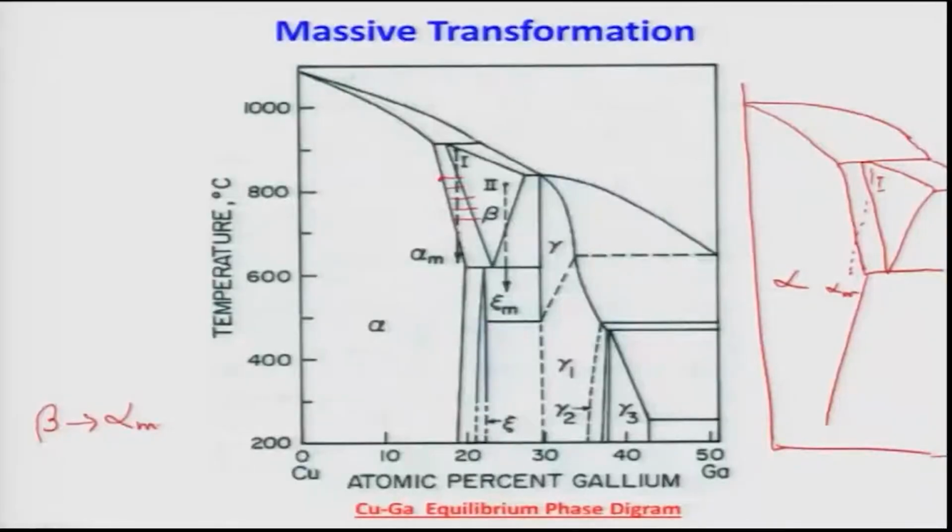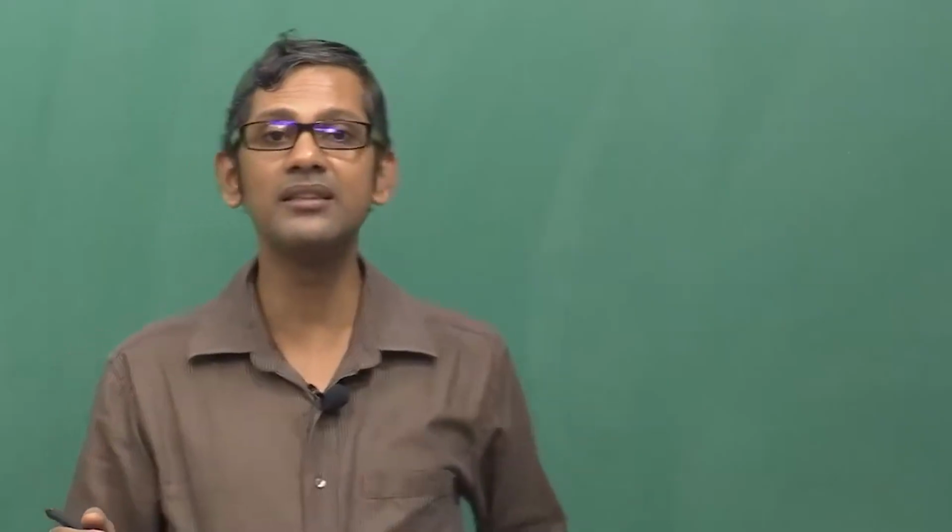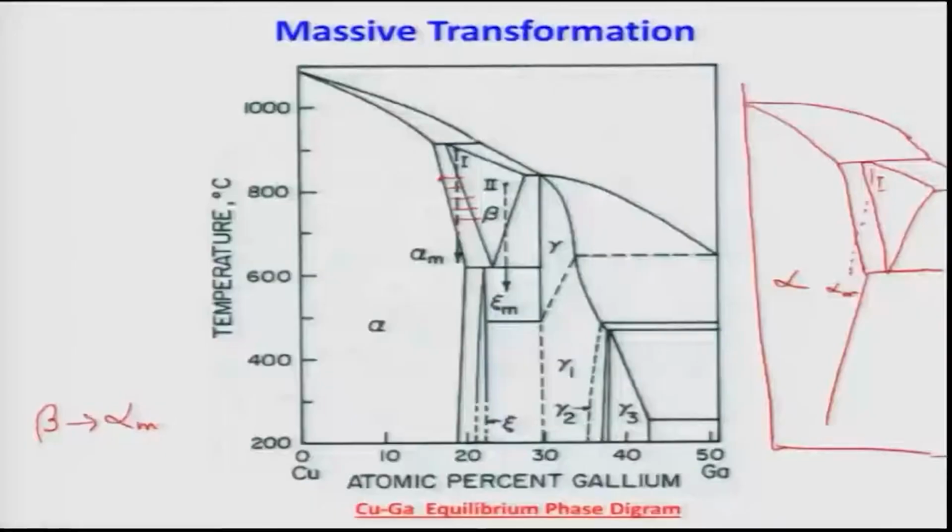The reason this is known as massive is because the alpha M forms as massive blobs at the grain boundaries of the beta, and importantly, the nucleation of these alpha M happens on the incoherent grain boundaries of beta. That means alpha M does not have any preferential orientation with the beta phase. This typically happens in a copper gallium alloy composition given by this one.